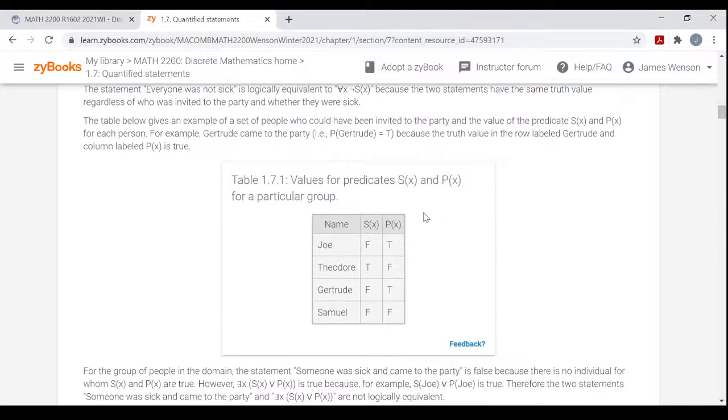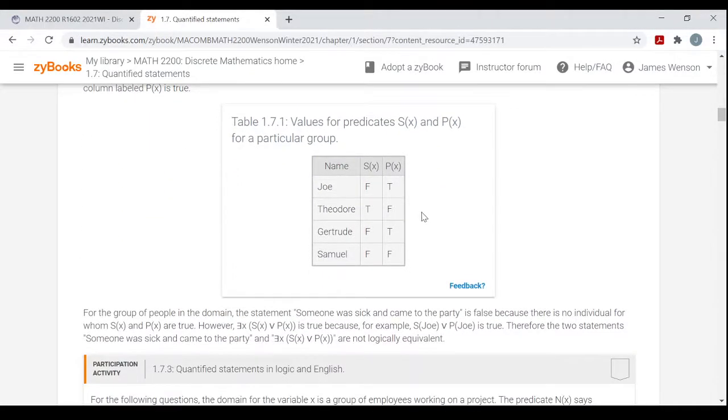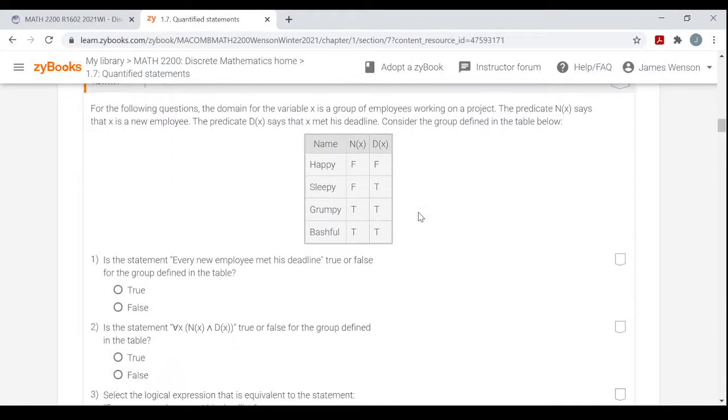Okay. All right. So they give some tables here, and I'll just go into an example with the activity. For the following questions, the domain for the variable X is a group of employees working on a project. The predicate N of X says that person X is a new employee, N for new. The predicate D of X says that person X met his or her deadline, D for deadline. And consider the group defined in the table below.